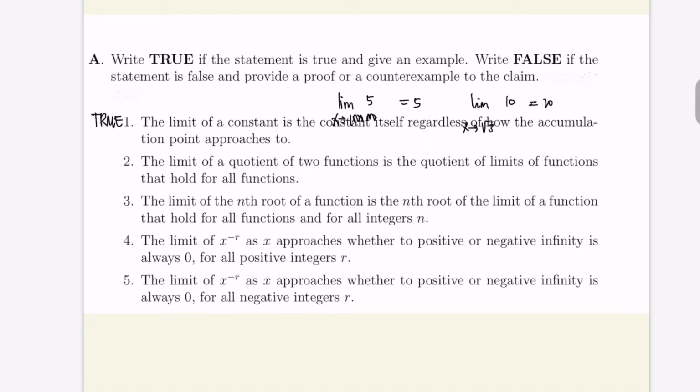Okay, how about number 2? The limit of a quotient of two functions is the quotient of limits of functions that holds for all functions. So number 2 is false. Bakit? Kasi okay na sana eh. We still have the limit of f of x over g of x as x approaches c.